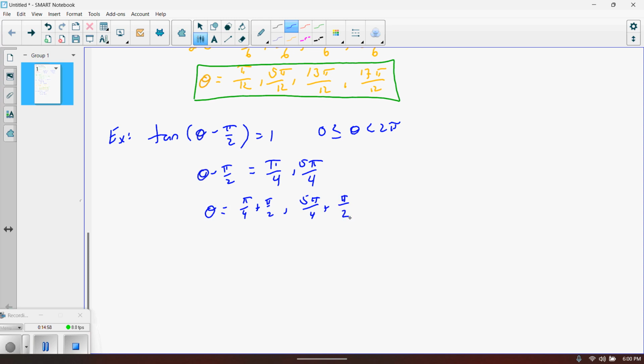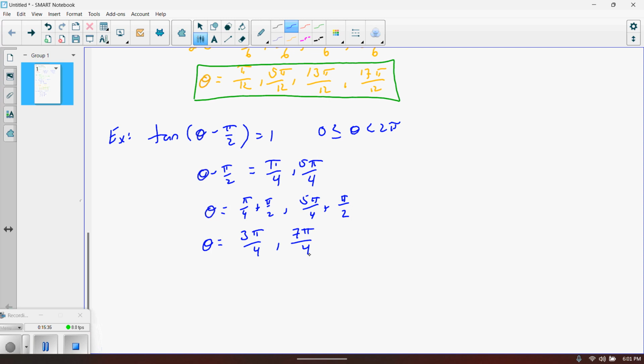And we need to make sure that these are still within one circle, because if we add pi halves now, maybe this is no longer within 2 pi. So let's see if that's the case. Well, pi fourths plus pi halves, in terms of fourths, would be 2 pi fourths, so that's going to be 3 pi fourths. And the same idea over here, pi halves in terms of fourths is 2 pi fourths. So if I add 5 pi fourths and 2 pi fourths, we end up with 7 pi fourths, which is still within 0 to 2 pi.